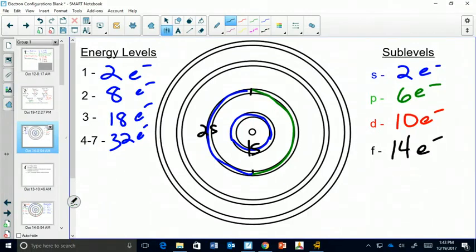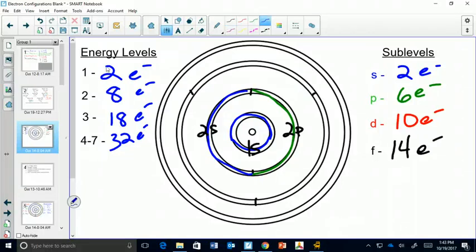This is my 2s. This would be my 2p. Right? In the second energy level, there's both an S and a P, because it has to hold 8 electrons total. 2 in the S, 6 in the P. How about in energy level 3? How many electrons? 18. So therefore, it's going to have an S, a P, and a D. So it's going to break into 3 pieces.